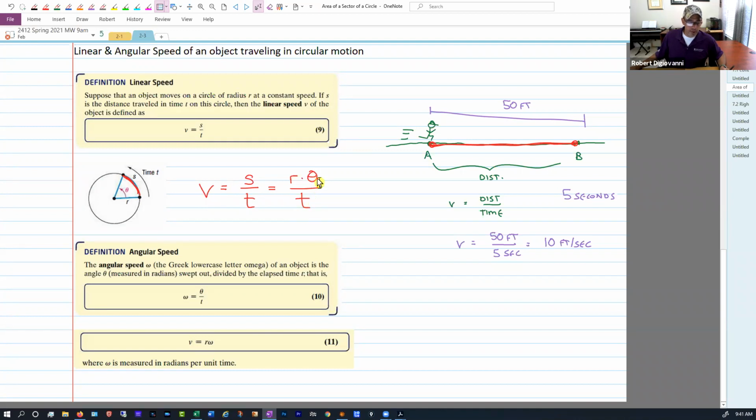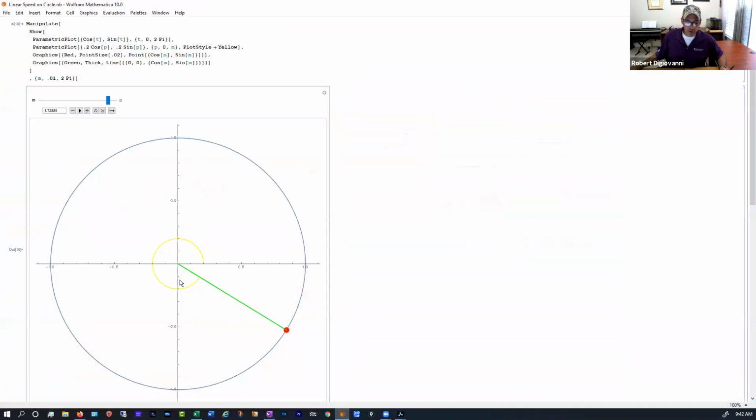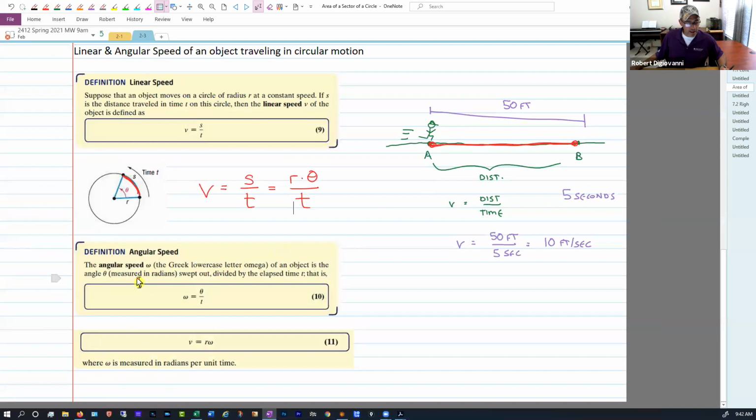All right. Now the angular speed, and remember the picture I showed you, this yellow thing was changing, right? There's a definition for that. The angular speed, which we use a Greek lowercase letter omega for, of an object, is the angle measured in radians swept out divided by the time it takes to sweep out that angle.